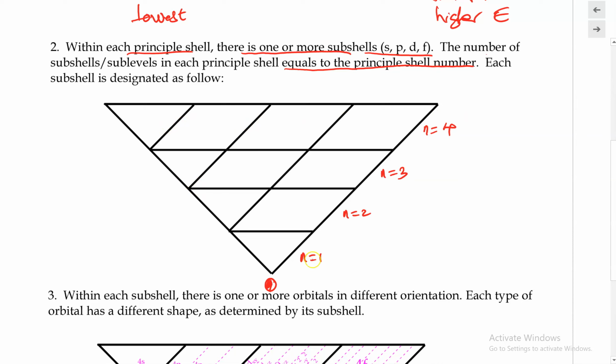On the first principal shell, there's one subshell, or sublevel. On the second principal shell, there are now 2 subshells, so it further splits into 2 sublevels. On the third principal shell, there are 3 subshells, and on the fourth principal shell, there are 4 subshells. So the number of subshells within each principal shell is equal to the principal number itself.